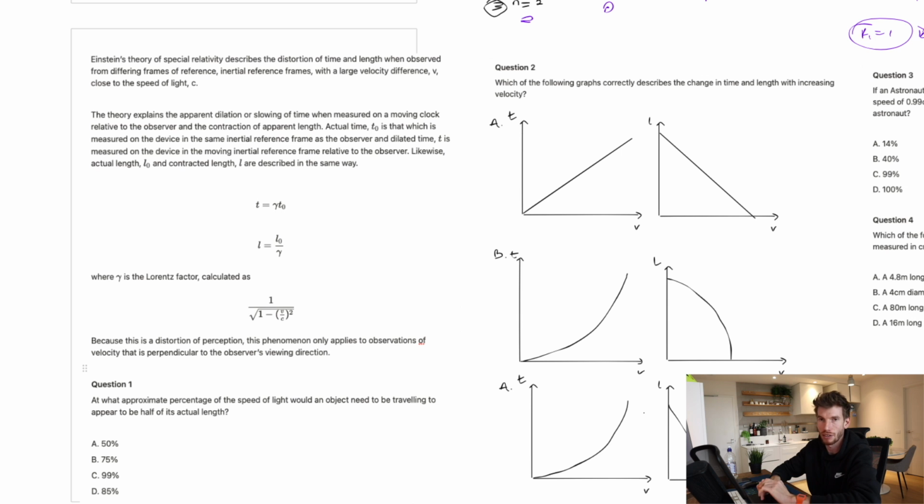You need to be at a very high fraction of the speed of light to be able to do this. But that's the concept of actual time versus dilated time. And the same thing applies to length.